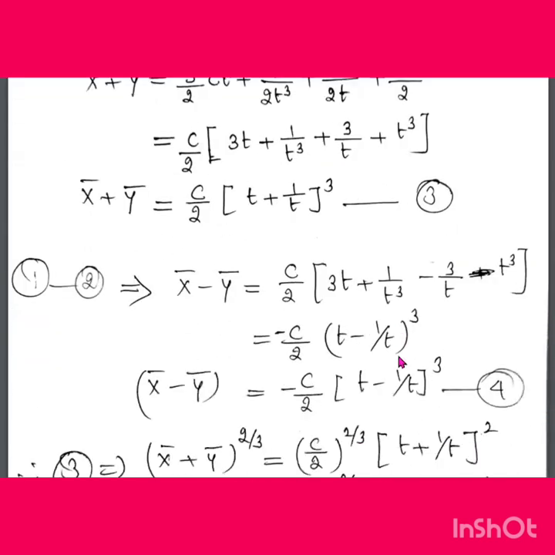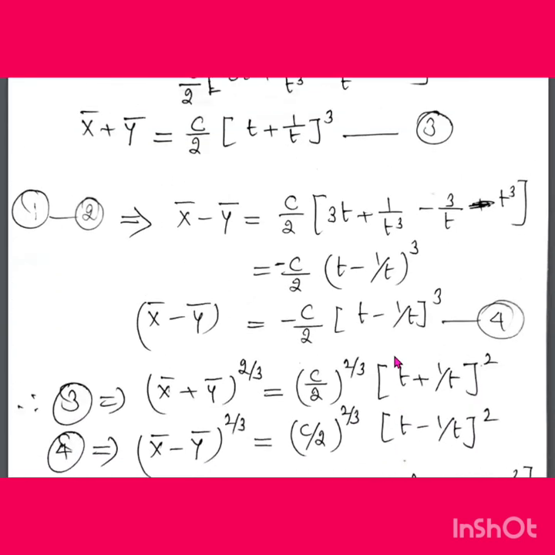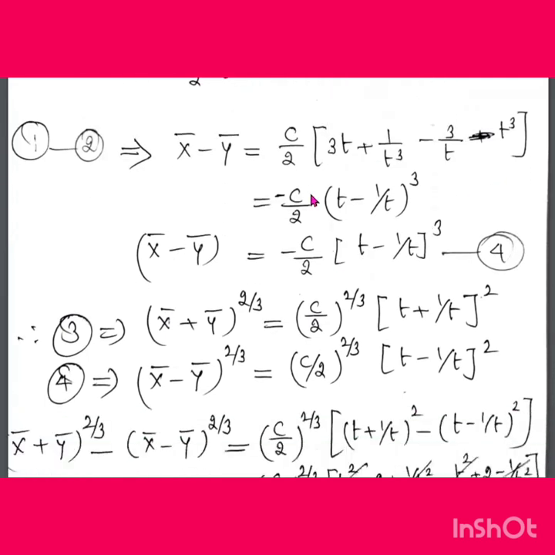1 minus 2. X bar minus Y bar is equal to C by 2, common, 3T plus 1 by T cube, minus 3 by T, minus T cube. So therefore, X bar minus Y bar is equal to minus C by 2 into T minus 1 by T whole cube. Take this equation number 4.